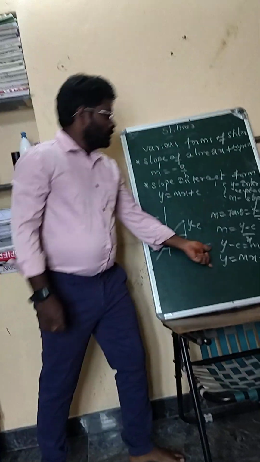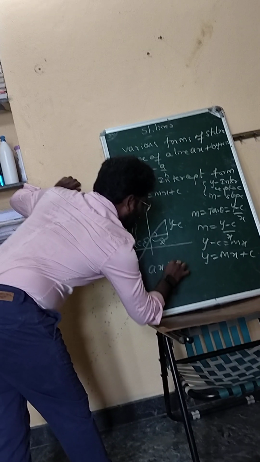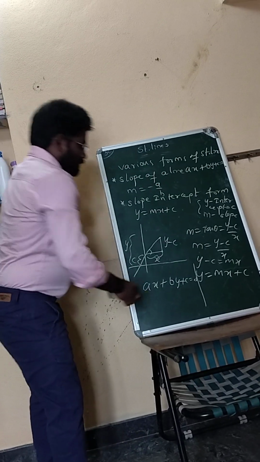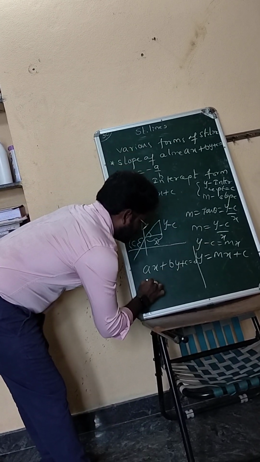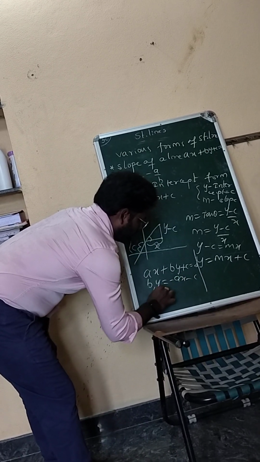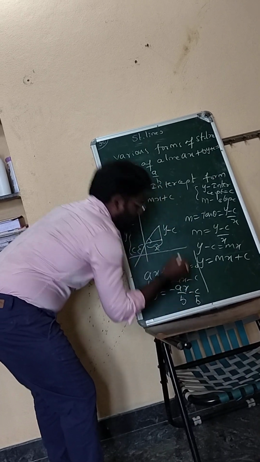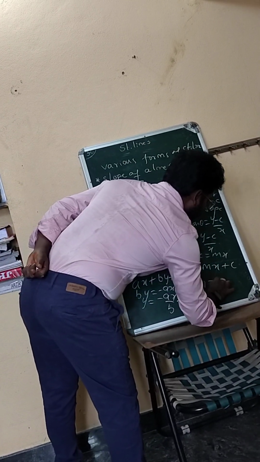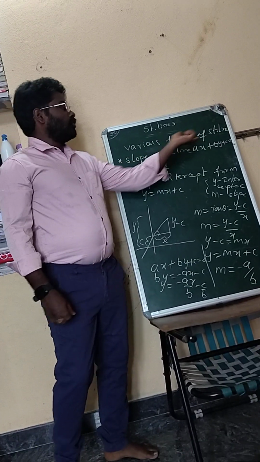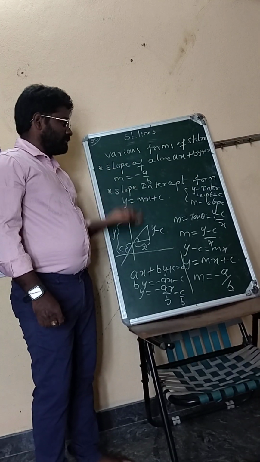Y equal to mx plus c. Same condition. Follow that one. Ax plus by plus c equal to 0. Plus ax shifted to right hand side, by equal to minus ax minus c. Then y equal to minus a x by b minus c by b. Compare these two lines. Then automatically m equal to minus a by b. Once you observe that one, slope of a line ax plus by plus c equal to 0, m equal to minus a by b. Proof.